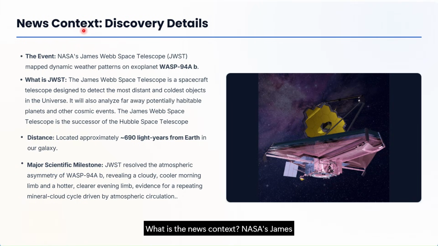What is the news context? NASA's James Webb Space Telescope mapped dynamic weather patterns on exoplanet WASP 94AB. An exoplanet means a planet which exists outside our solar system.